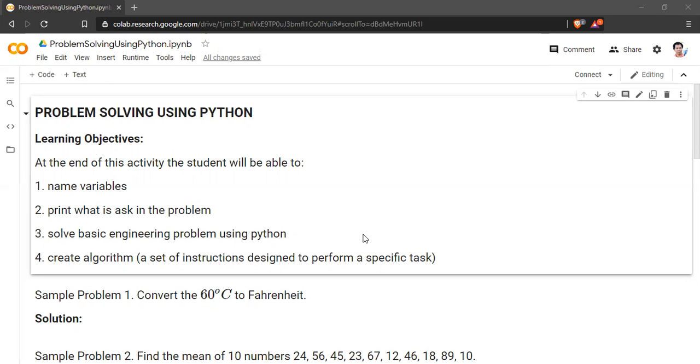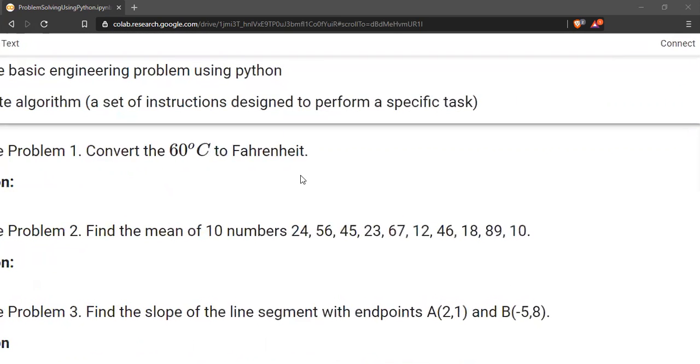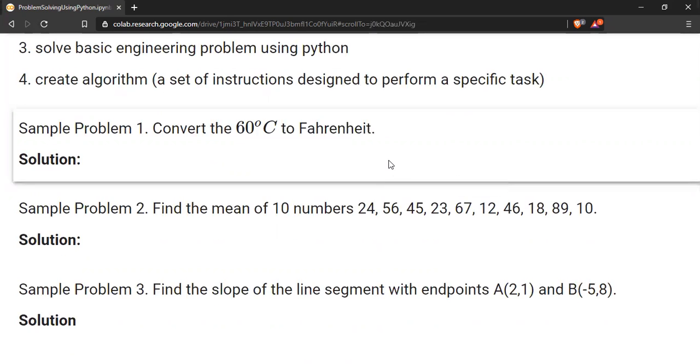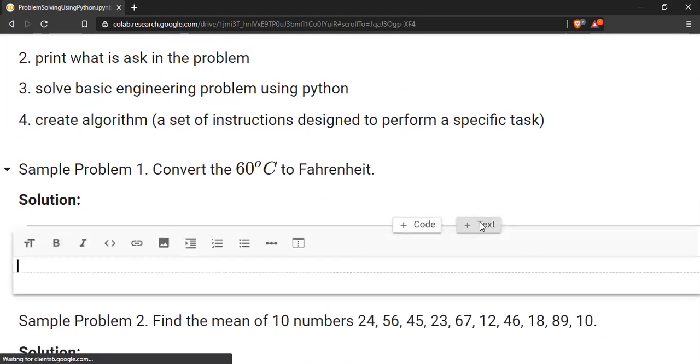Now, speaking of the problem, let's start this discussion by creating a program that will convert 60 degrees Celsius to Fahrenheit. So how are we going to do that? In this case, this is the application of what we call unit conversion. You can convert from one unit to the other unit. So we can solve this by creating a code. But before we start creating our code, we need to create an algorithm.